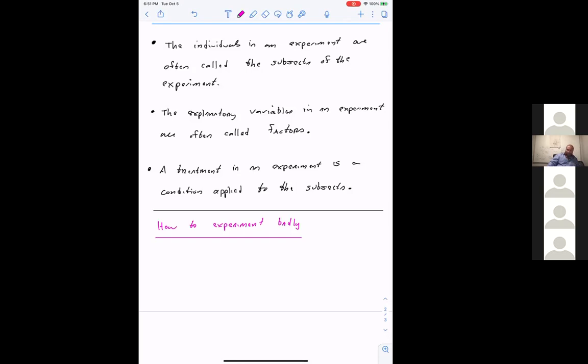Essentially, when you perform an experiment, you strive for three things.